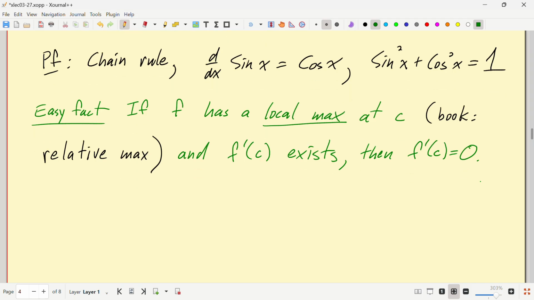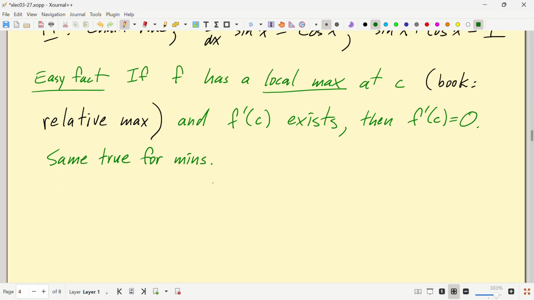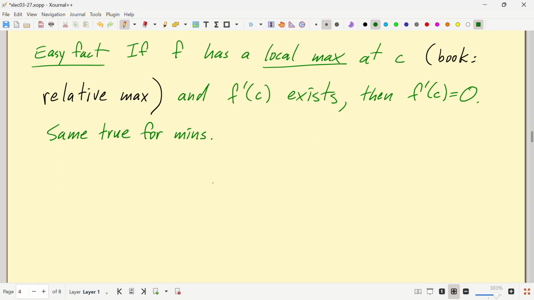Okay, and remark, the same would be true for mins. So the book does both cases in one sentence by saying a relative extremum, max or min. Okay, it's an easy fact. In fact, I'm just going to give a picture proof of it. So let's take a point c here.